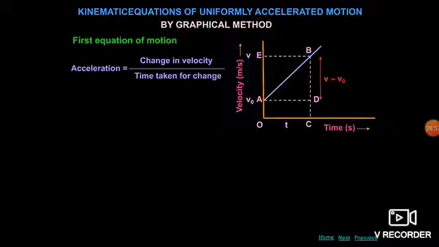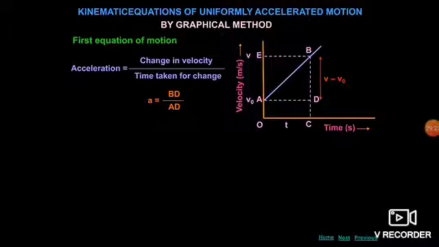Now in this graph, a velocity-time graph is given to you. Velocity is not chosen from O, it is chosen from V0 to V. So V0 we can say is the initial velocity, whereas V is the final velocity. From B to D, it is V minus V0, and there is one time axis t. Acceleration is change in velocity over the time taken for the change. So we can say a is equal to BD by AD.